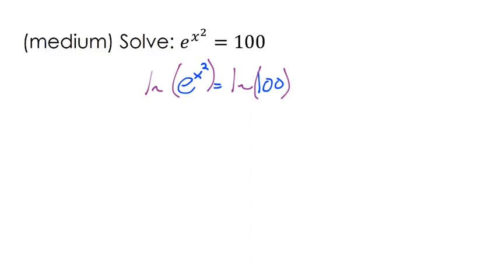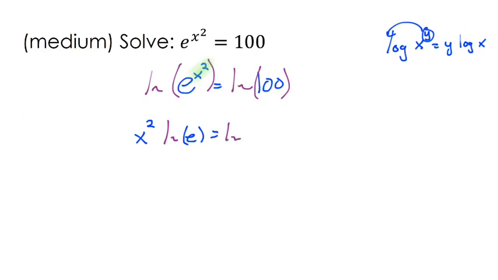And one of our properties that we learned about logarithms in a previous video is that if I have, let's say, log of x to the y, that's equal to y log x, meaning that exponent can kind of come out in front and be a coefficient. And that's exactly what we're going to do right here with this x squared. It's going to come out to the front, and then we've got our natural log of e, and that's going to be equal to the natural log of 100.